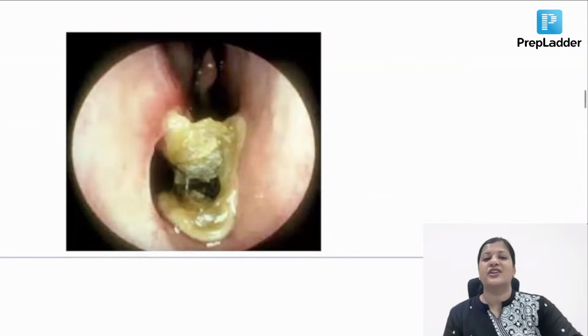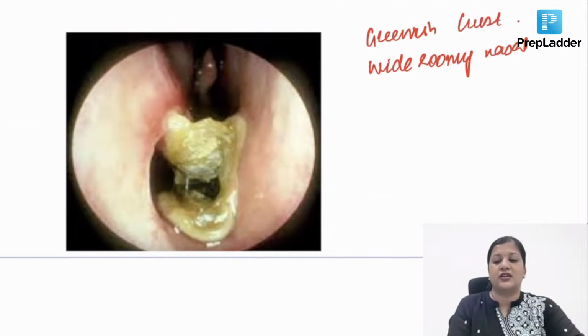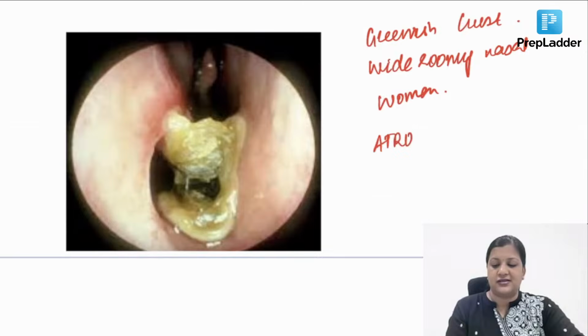Look at this image and tell me. You're seeing greenish color crust. You're going to have a wide roomy nasal cavity. These will be your keywords. So, wide roomy nasal cavities. There is going to be greenish crust inside the nose. It is usually seen in women. What is the answer? Yes, atrophic rhinitis.